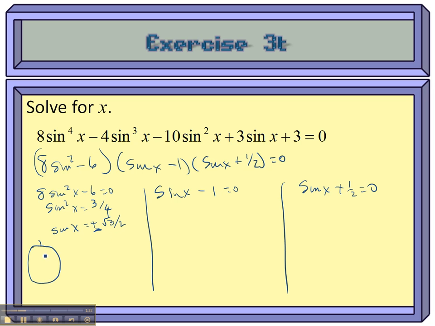Unit circle. We want the y-coordinate to be positive square root of 3 over 2. That's here at pi over 3. So I have x equals pi thirds plus 2 n pi. Also, I have one in quadrant 2 that has the exact same sine value. It's at 2 pi thirds. So x equals 2 pi thirds plus 2 n pi. That takes care of the positive ones.